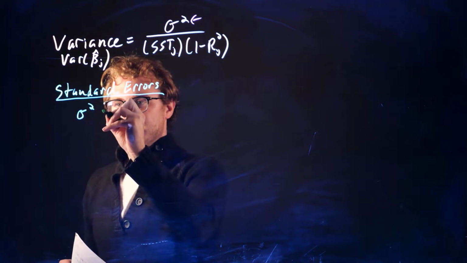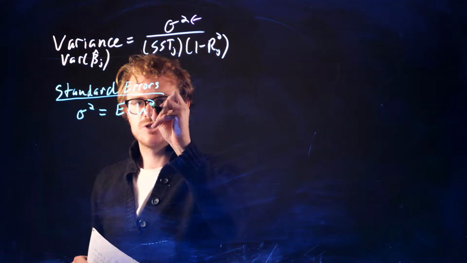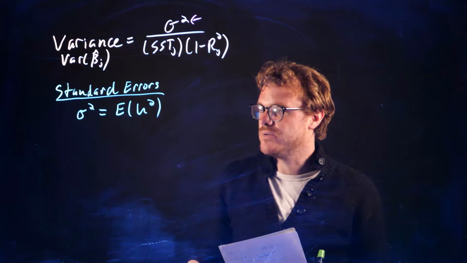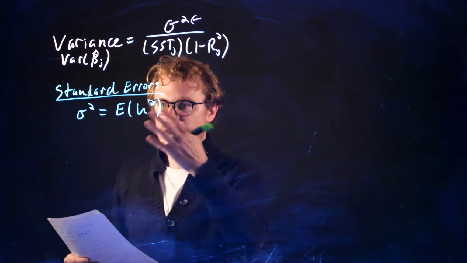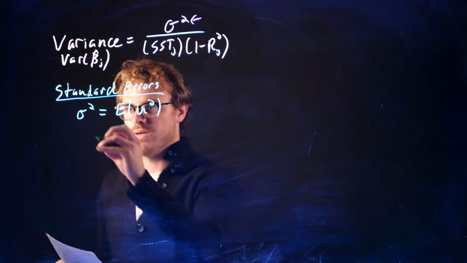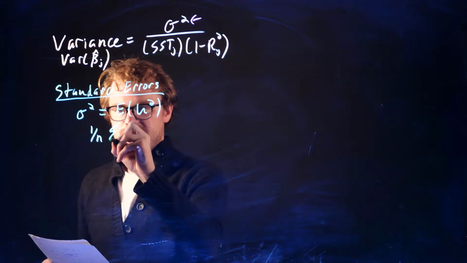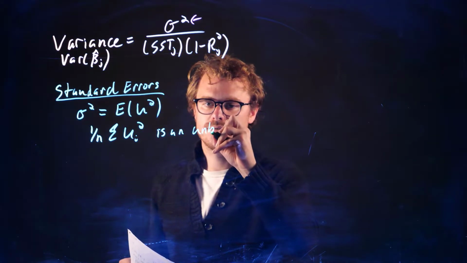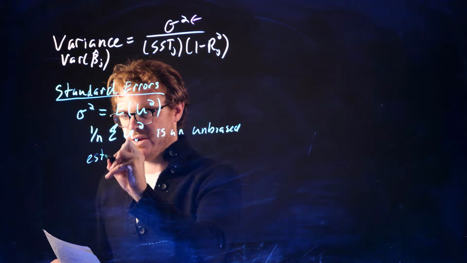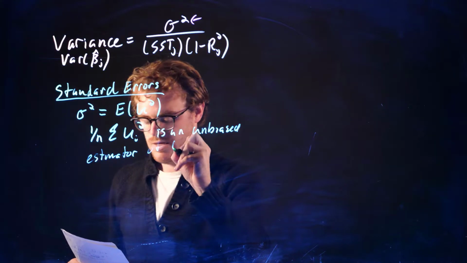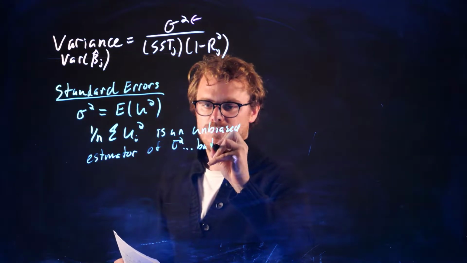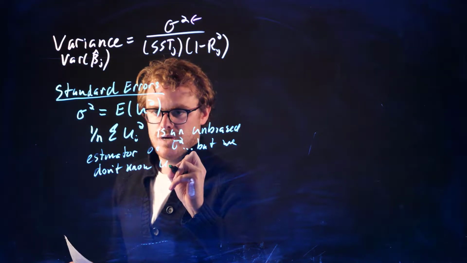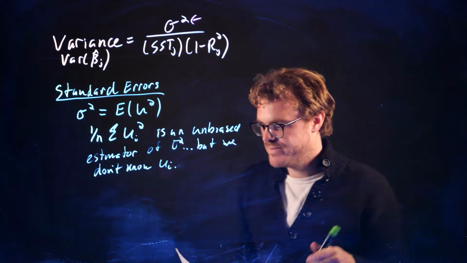And so we know that sigma squared is the expectation of u squared, just like in simple regression, because the mean of u we're assuming is 0. This is the variance of our u. And we know that 1 over n times the sum of u_i squared is an unbiased estimator of sigma squared, but we don't know what u_i is. We don't actually observe the u_i's.